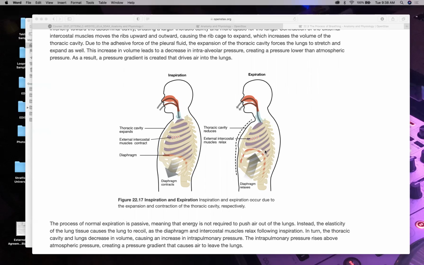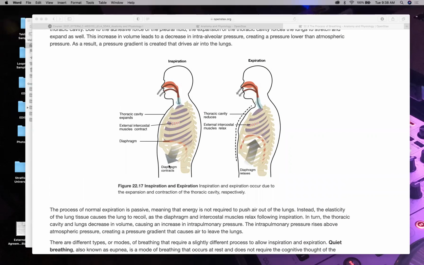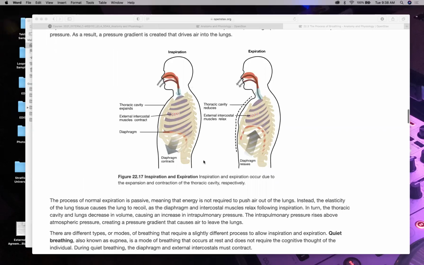Now, at the very height of inspiration, what will eventually have to happen? The diaphragm will relax, your chest wall goes back to normal, and then you exhale. We have to inhale so I can take in the oxygen, and I have to exhale so I can get rid of the carbon dioxide.